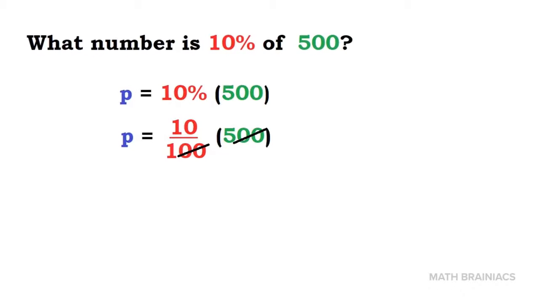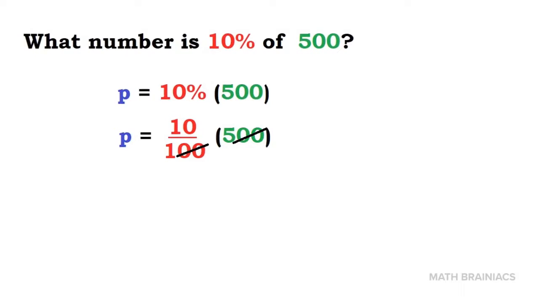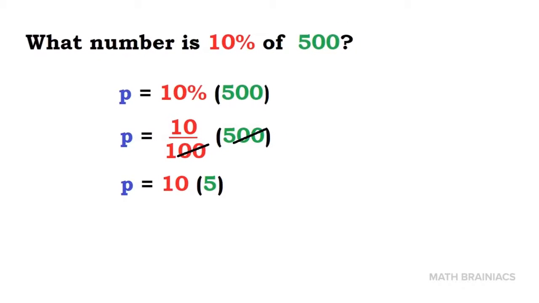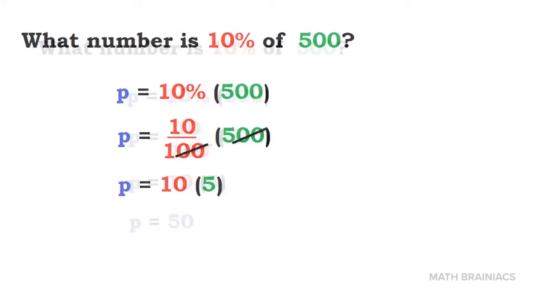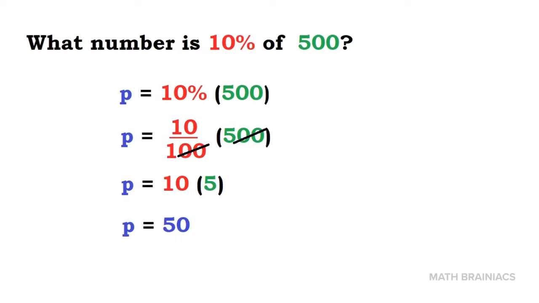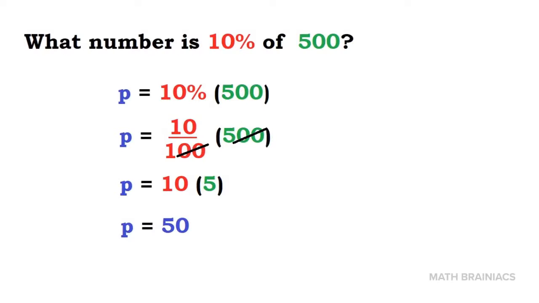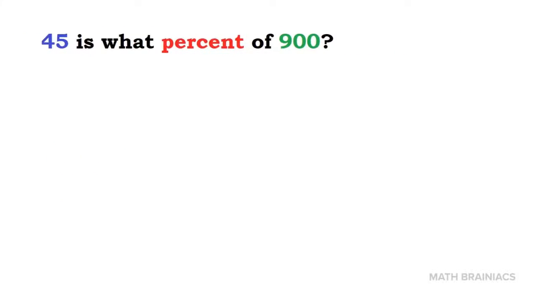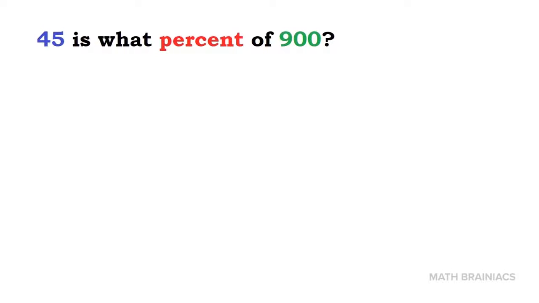Thereby, we can cancel 2 zeros on the numerator and 2 zeros on the denominator. And it will give us 10 times 5. For that result, P is equal to 50. 50 is 10% of 500. It is easy, right? Let us work on another example so that you can fully understand the lesson.